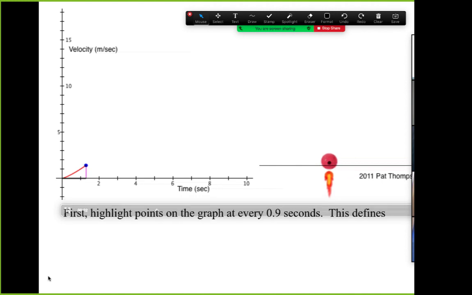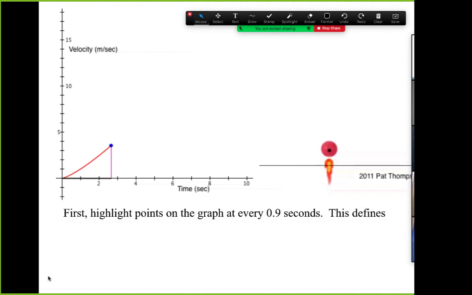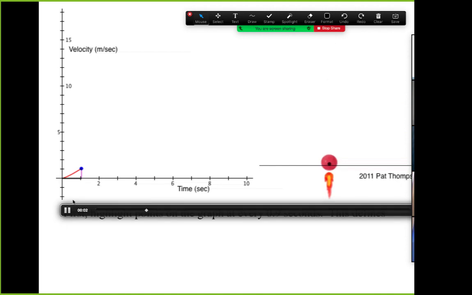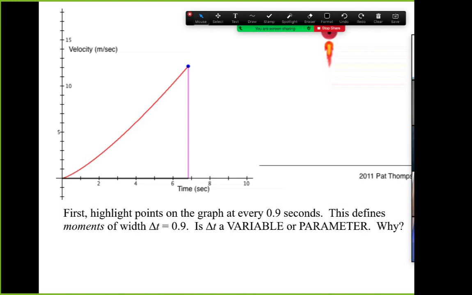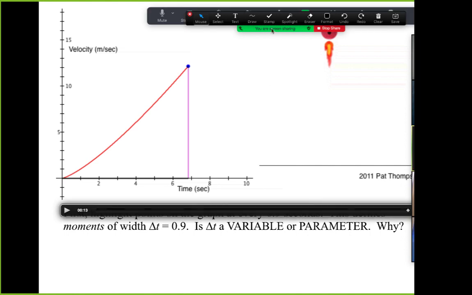So I need that to go away. There we go. First we're going to highlight points on the graph every 0.9 seconds. I had a handout, but I didn't have time to post it on Canvas. So what would that look like? That's good. We want to highlight points on the graph every 0.9 seconds, and so our moments will have a width of delta t equals 0.9.